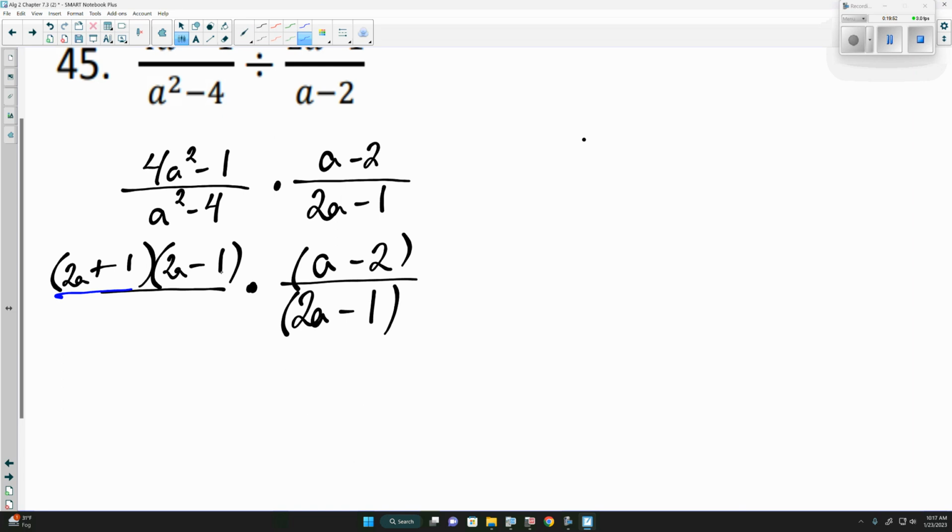A squared minus 4, is that a difference of perfect squares? It would be what? And the order in which we place those doesn't really matter. We could have said a plus 2 times a minus 2, or a minus 2 times a plus 2.